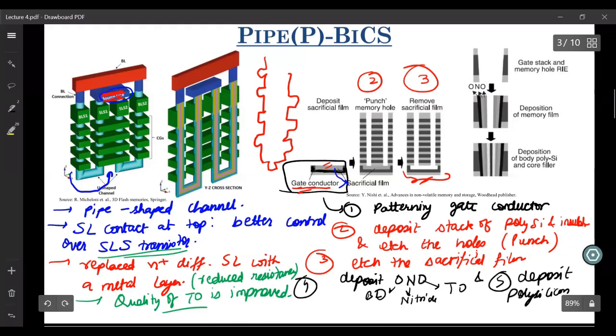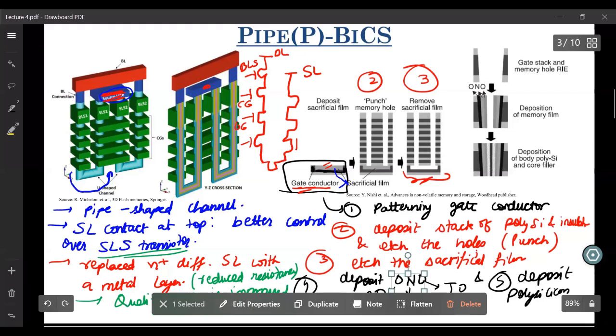So this is your bit line selector. This is, let's say, your bit line. This is, let's say, your source line, which is here. And then you have these cells. These are different control gates. Here also you have different control gates. Then here you will have your source line select.